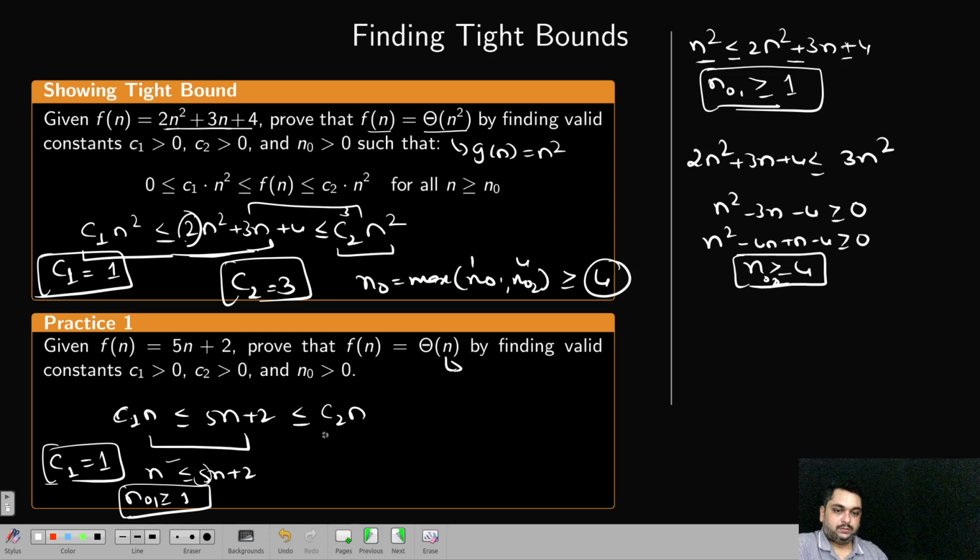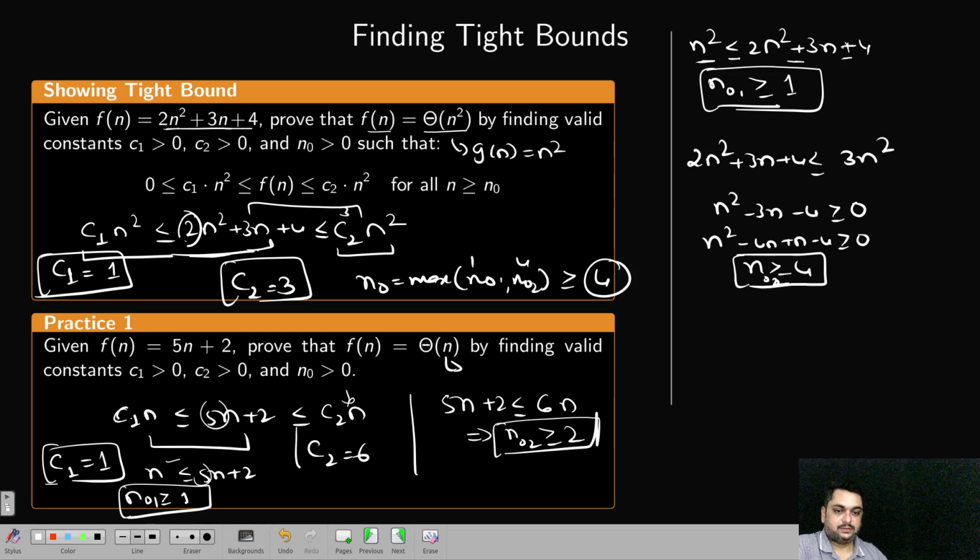Now you find out this part. C2, let us choose it as 6, because pi n is here, so we'll take one more. So C2 is 6. So what will I have now? 6 pi n plus 2 is less than or equal to 6n. So this will happen only when we solve this. So n naught 2 should be greater than or equal to 2. Okay. So what is C2? 6. So therefore final n naught should be greater than or equal to the maximum of n01 comma n02. This is 2. That is the final n naught value.